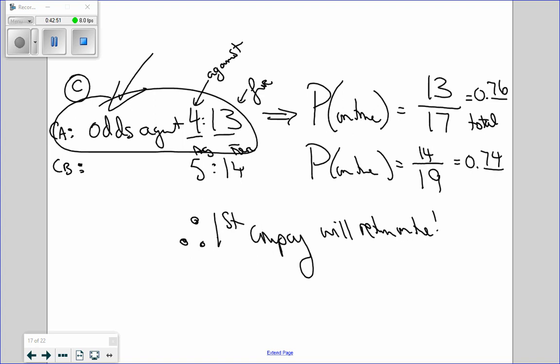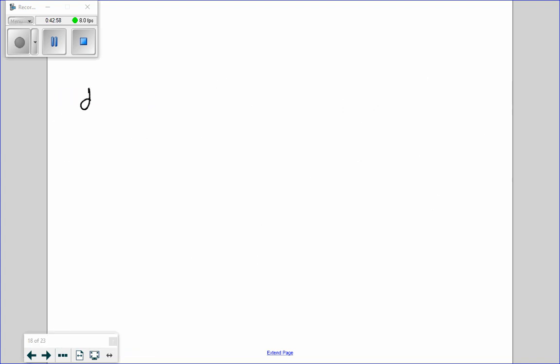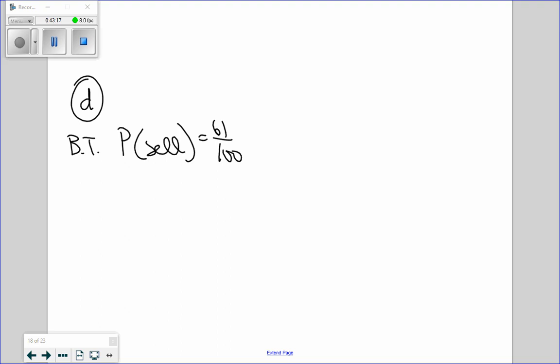Okay, part D. We're going to stay in our probability unit again. It says at best tours, the probability of selling all the tickets for a dinner cruise each day is 61 out of 100. So the probability of selling is 61 out of 100. At another company, the probability of selling all the tickets is 11 out of 14.